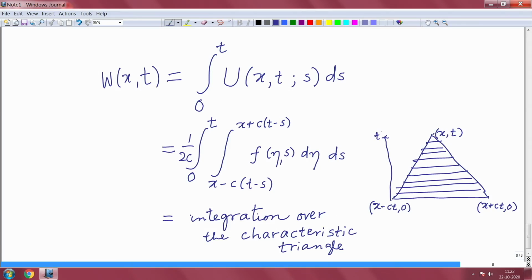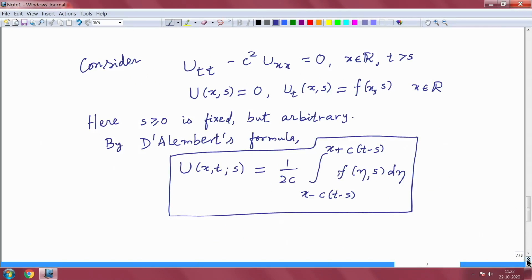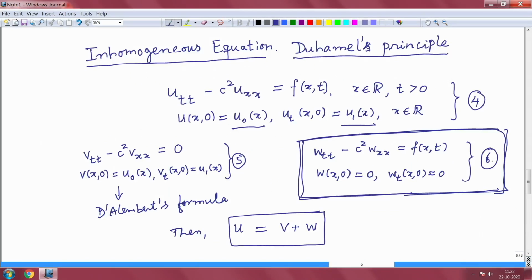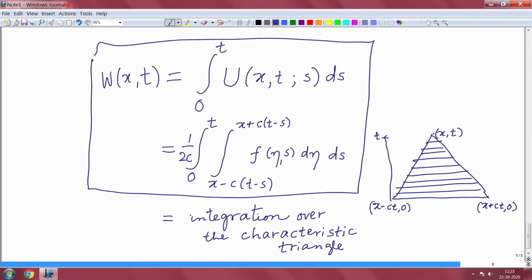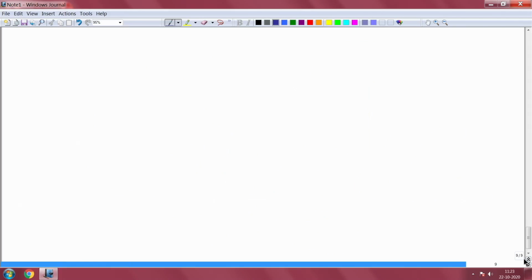Okay. So, it is not immediately clear why this W is the solution of problem 6. Okay. So, remember problem 6 is the inhomogeneous wave equation with 0 initial data. Okay. So, now we will quickly verify that the formula given by this double integral is indeed the solution of problem 6. Okay. So, a quick verification.